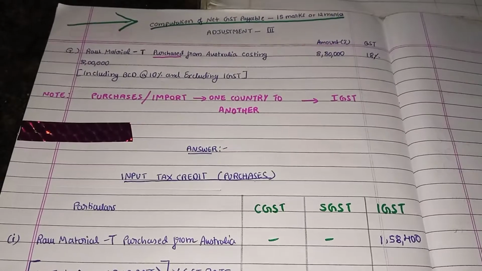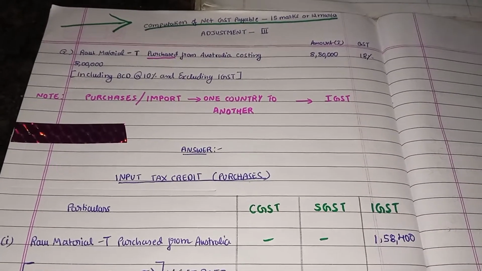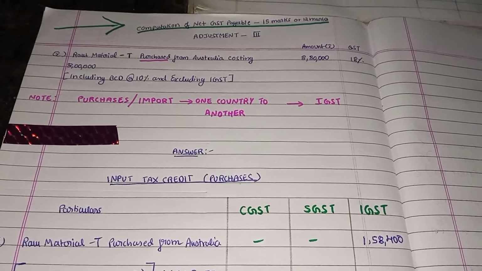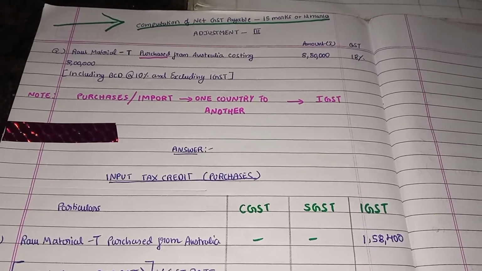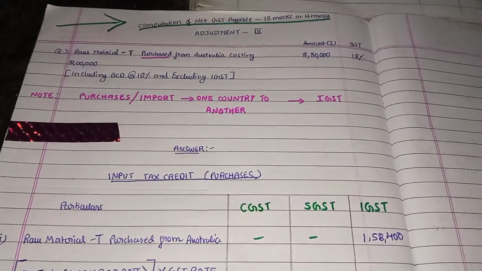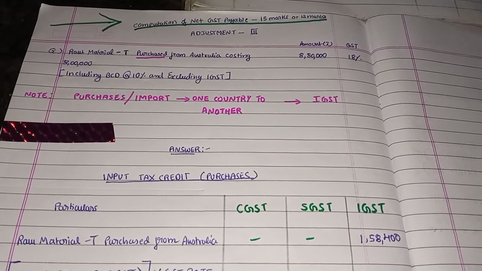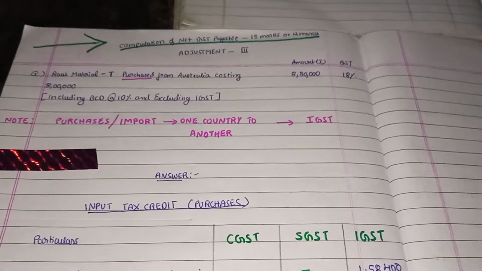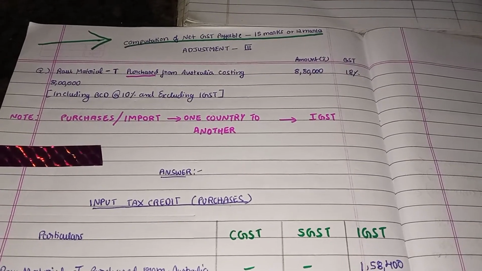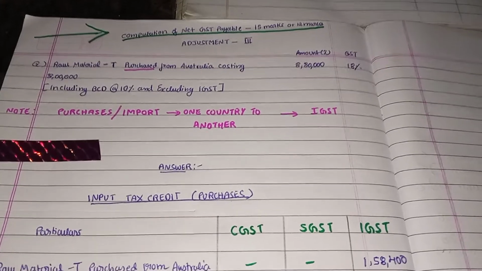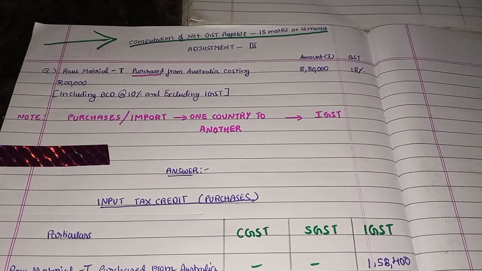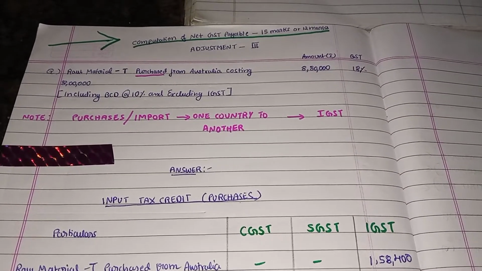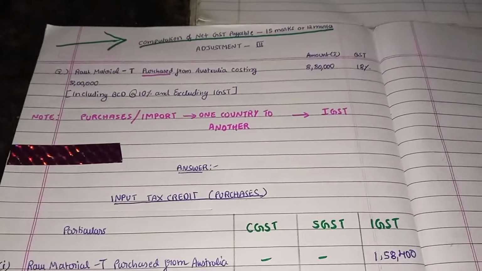One of the most important adjustments here is raw material tea purchased from Australia costing 8 lakh. Friends, they can ask this type of adjustment-related question. For example, raw material tea purchased from Australia costing 8 lakh. So the total amount is 8 lakh 80,000. GST rate is 18%. When in the question they have given including BCD, that is basic custom duty, including BCD at 10% and excluding IGST, if they have given.